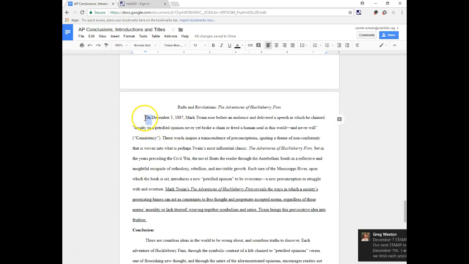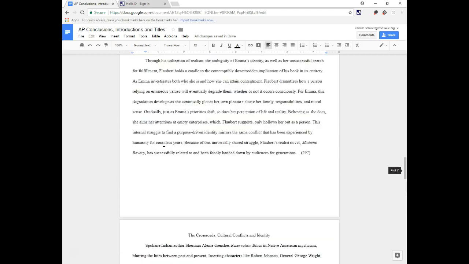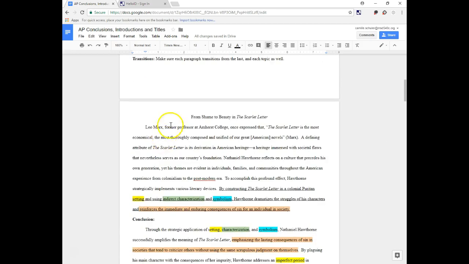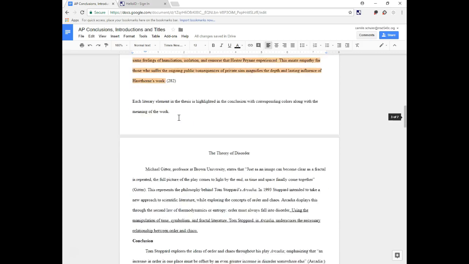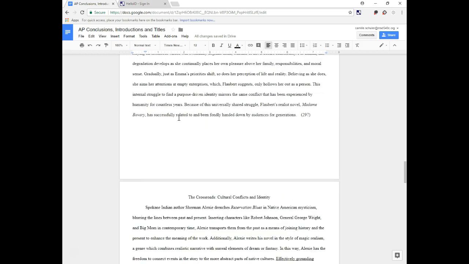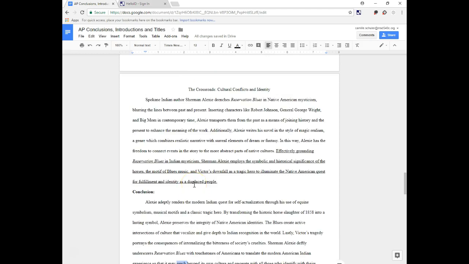And then here's a quote from the author, Mark Twain, that he gave in a speech. Okay, just want you to know that these, I'm scrolling back up here, I would say that Scarlet Letter, The Theory of Disorder, and Arcadia, and then I would say Reservation Blues, I would say these three follow this conclusion formula exactly, and you can see how that works. Okay, I hope that this helps.